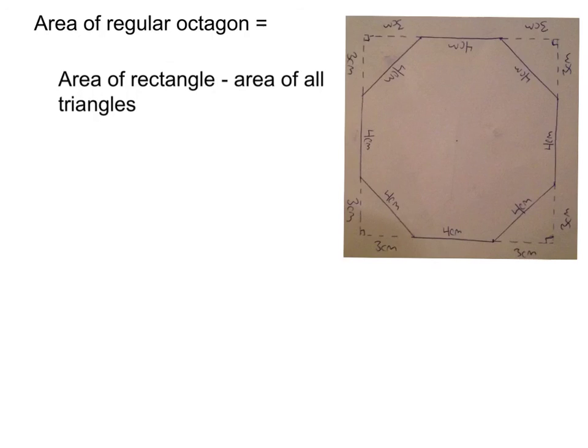And in closing, we'll find out the area of the regular octagon. It's just the area of the rectangle minus the area of all triangles. The area of our rectangle is just 100 centimeters squared, and we'll subtract 18 centimeters squared. And 100 centimeters squared minus 18 centimeters squared gives us 82 centimeters squared. And that's the area of our regular octagon.